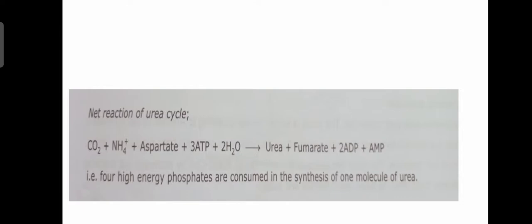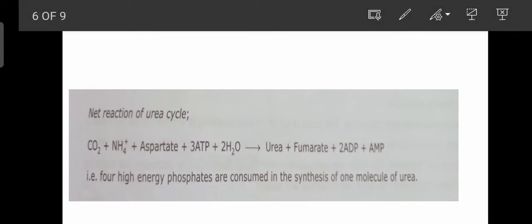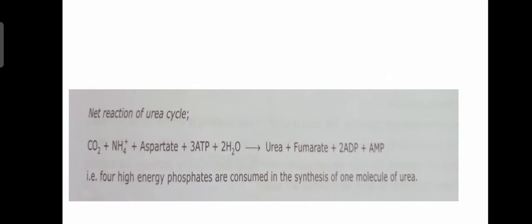carbon dioxide plus NH4, that is ammonium, utilizing two molecules of ATP to form carbamyl phosphate in presence of carbamyl phosphate synthetase 1 and N-acetyl glutamate. And the second is formation of citrulline. The second reaction is also mitochondrial.